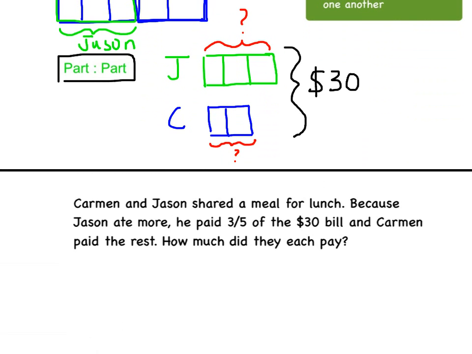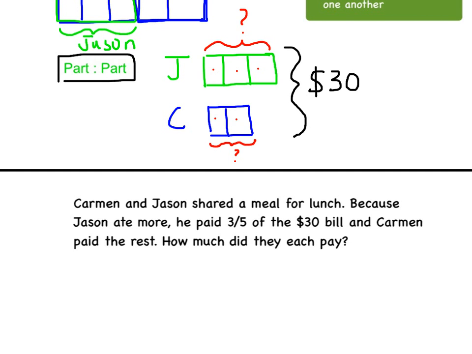It's very important that we label all unknown parts of our model with question marks, so that those symbols tell us that that's what we're going to try to figure out. When we draw the unit bars, we don't know the exact value of the unit or box, but we do know that each unit represents equal amounts. So if we count, we know that Jason has 3 and Carmen has 2, that's 5 unit bars, and those 5 unit bars total to $30. And so we're going to use this information to solve the problem.